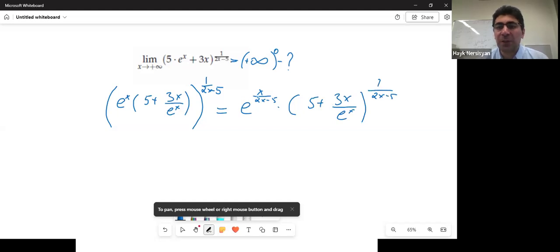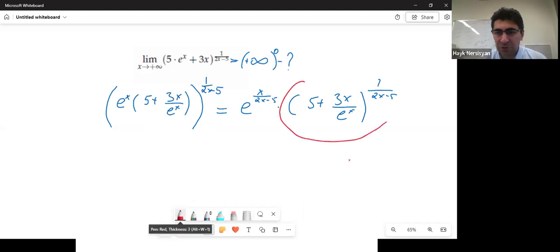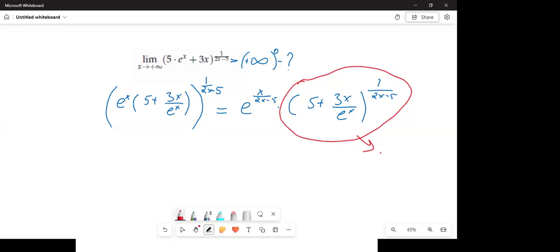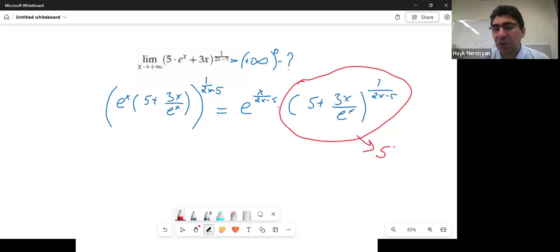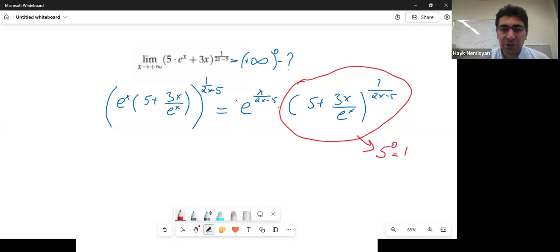So when x goes to plus infinity, let's just focus on this part. What can we say about this limit? When x goes to infinity, what is the limit of 3x over exponential x? 0. So we get 5 plus 0 to the power of 0. What is 5 to the power of 0? 1. Correct.